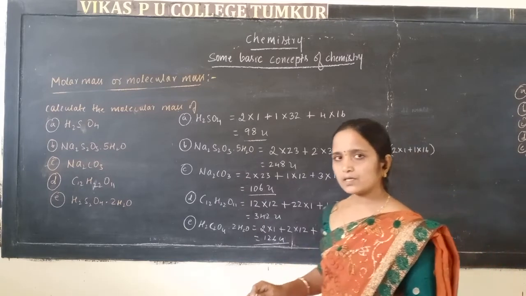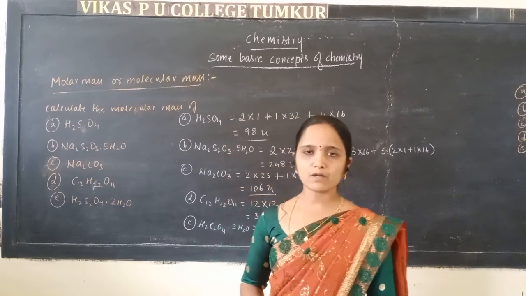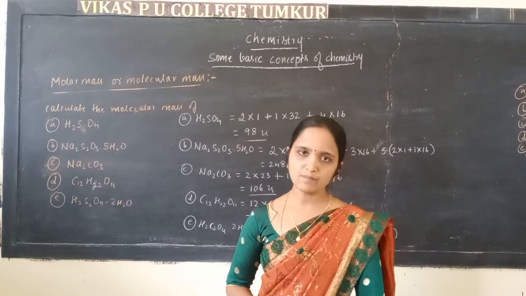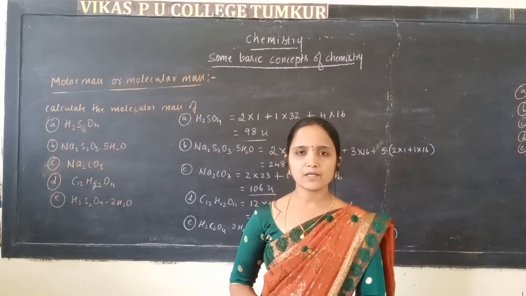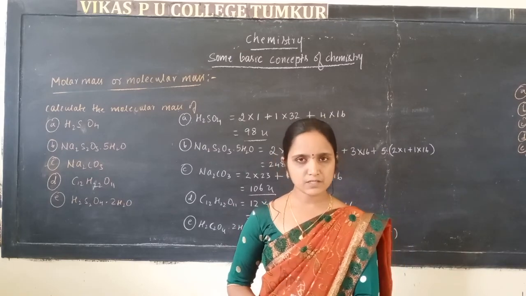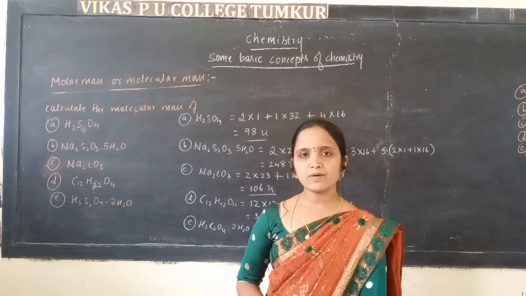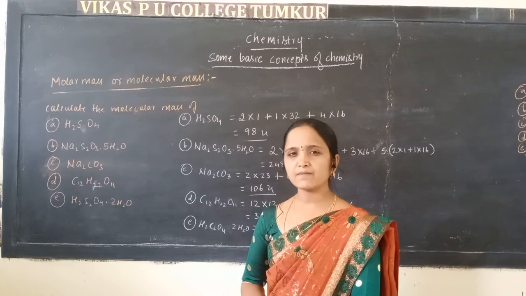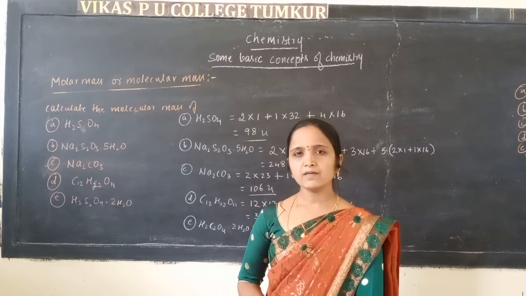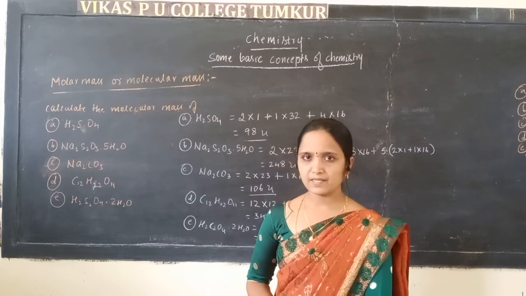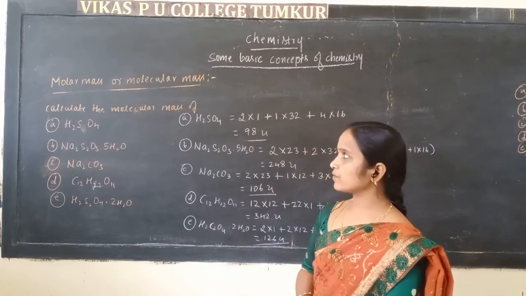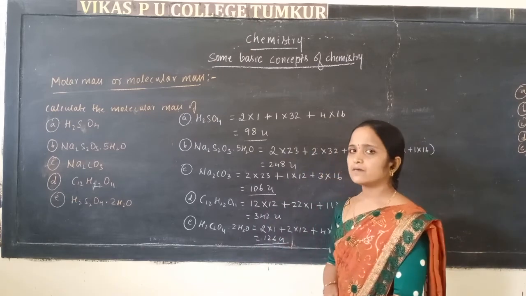Molecular mass is the sum of the atomic masses of the elements in a molecule. It is obtained by multiplying the atomic mass and the number of atoms of each element and adding them together.